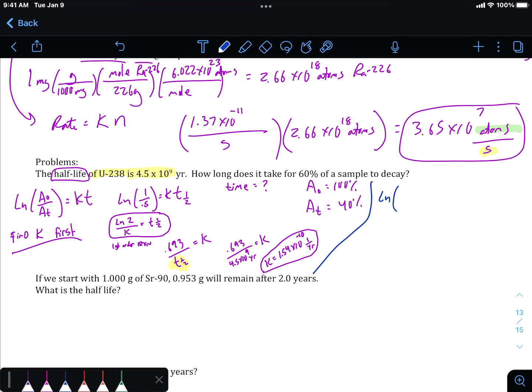So again, the initial amount is 100%. The new amount is 40%. And we're going to divide it by k, which is 1.54 times 10 to the negative 10th years to the minus 1, is equal to the half-life. Or sorry, no, not the half-life, the time. Time, not half-life, just time.